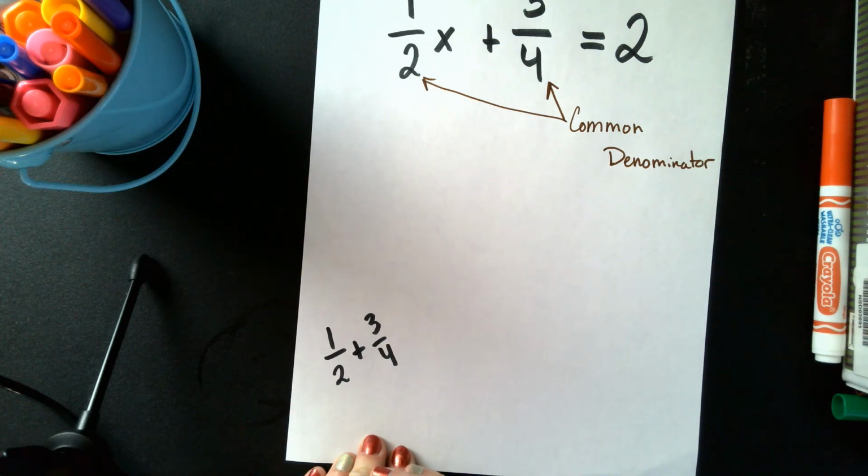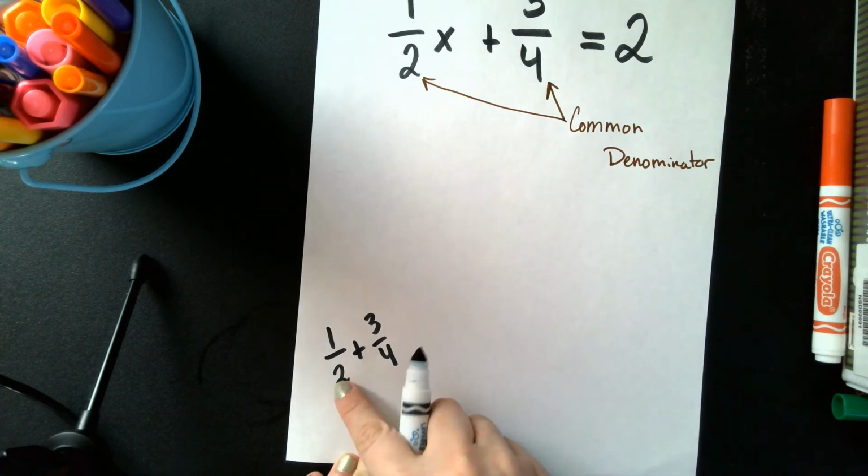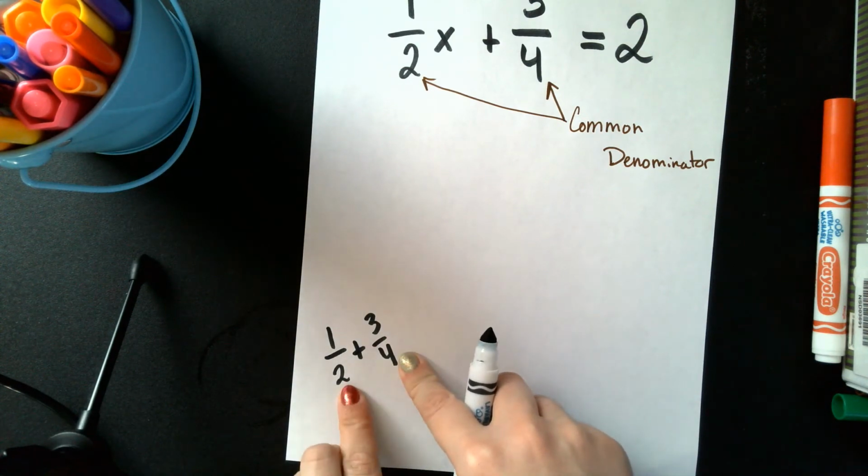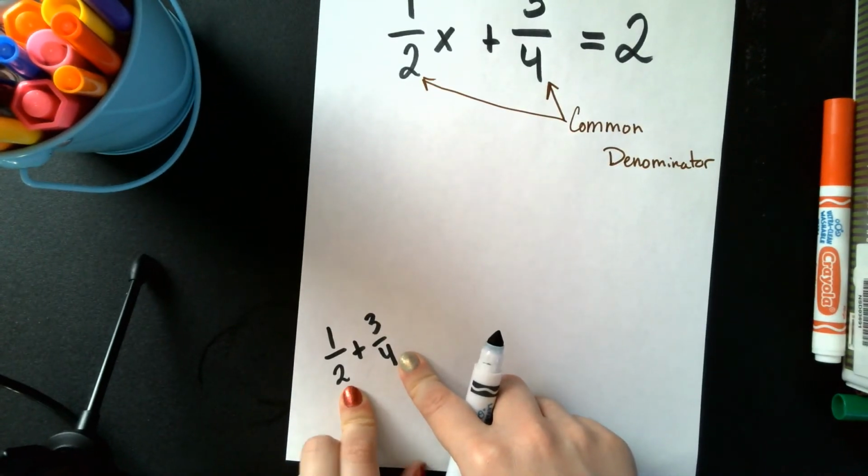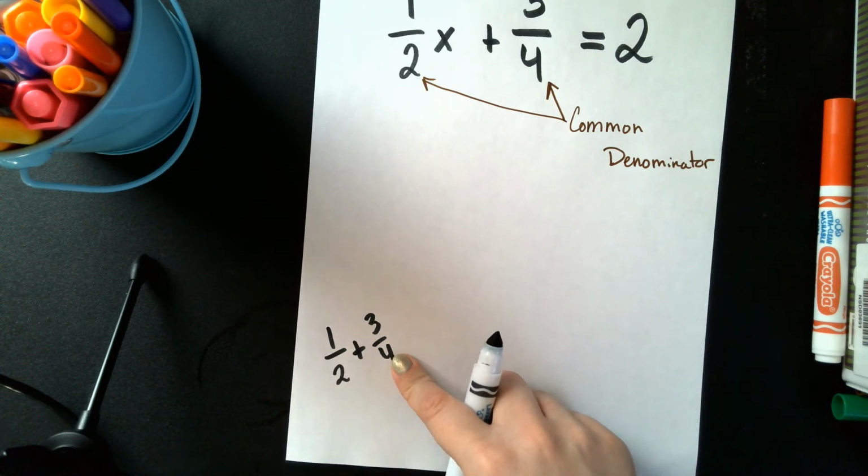Okay, so you might have said 8. But you might have also said 4. If you said 4, you were correct. If you said 8, it will work. It's just a little bit of an overkill.